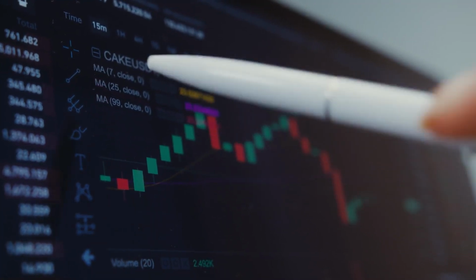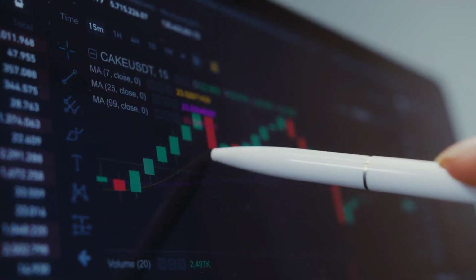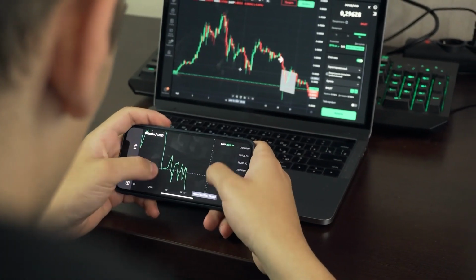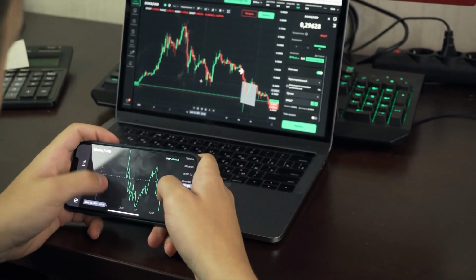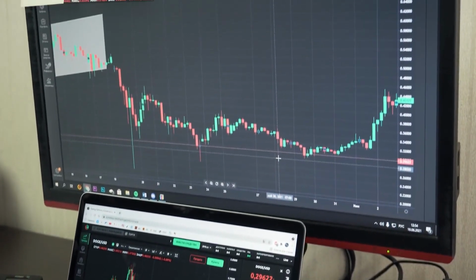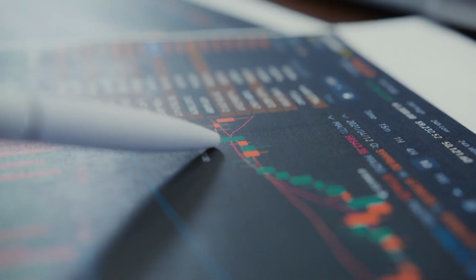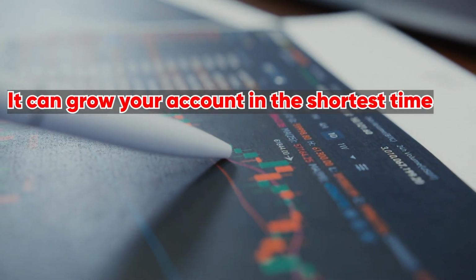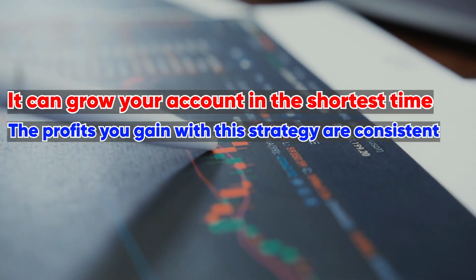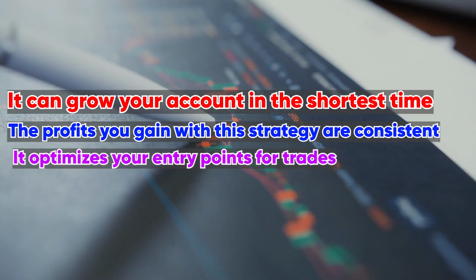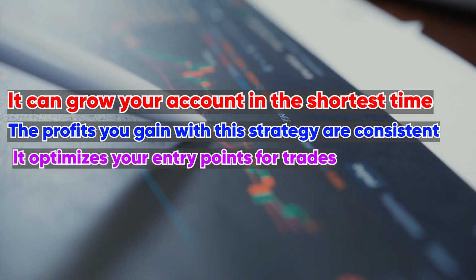In my opinion, the strategy I'm introducing to you today definitely has all these features. Before introducing it to you, I backtested it and obtained very good results. So the strategy I'm going to share has three main characteristics. The first one, it can grow your account in the shortest time. The second one, the profit you gain with this strategy are consistent. And the third one, it optimizes your entry points for trades.